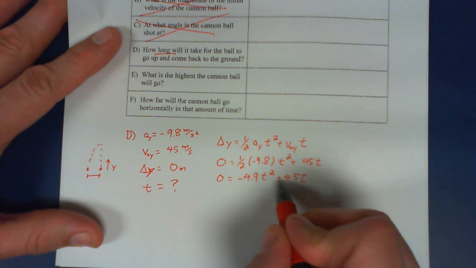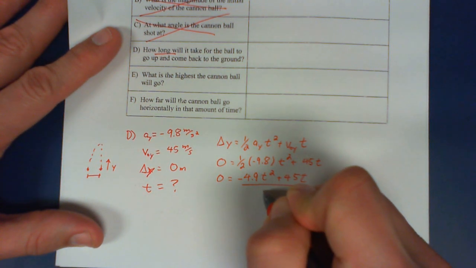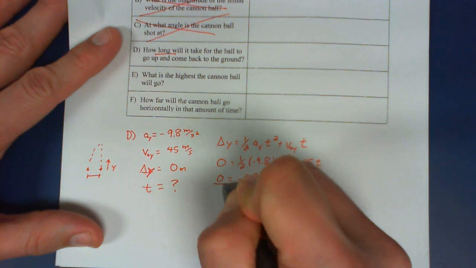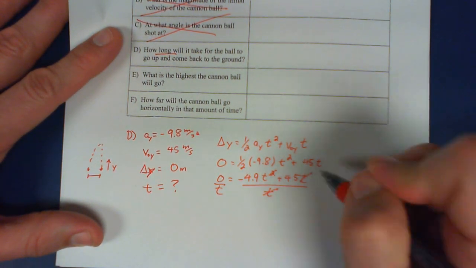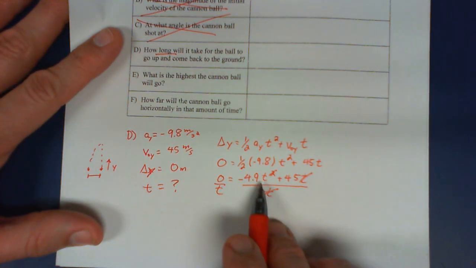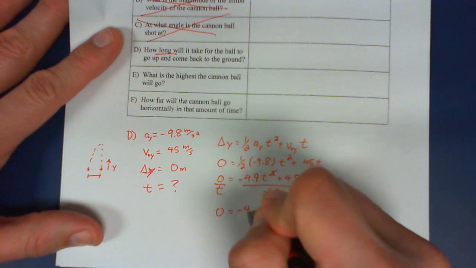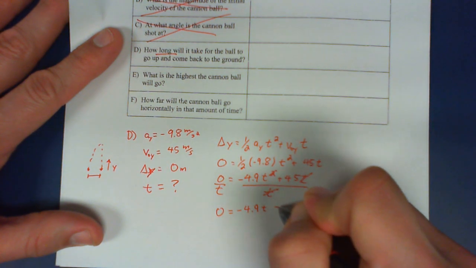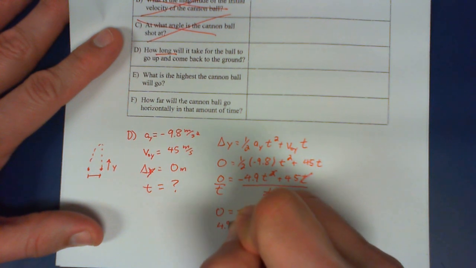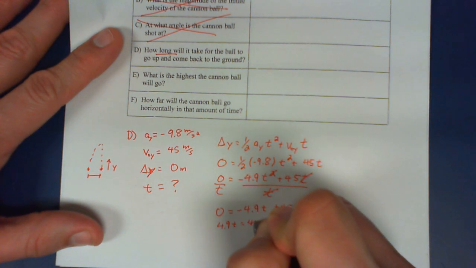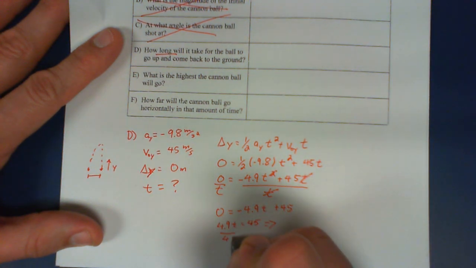Now, how you solve it from here is totally up to you. I'll go ahead and see that there's a common factor of t in both of these. So let's factor out that t and then divide both sides by t. So you can see that t is going to cancel from this term and from this term. Only one of the t's cancel here. So then that leaves us with 0 is going to be equal to negative 4.9t plus 45. Take that negative to the other side. 4.9t equals 45. And then divide both sides by 4.9.